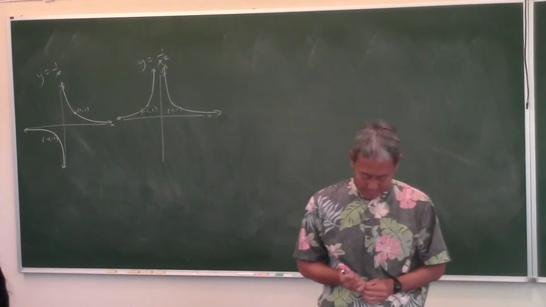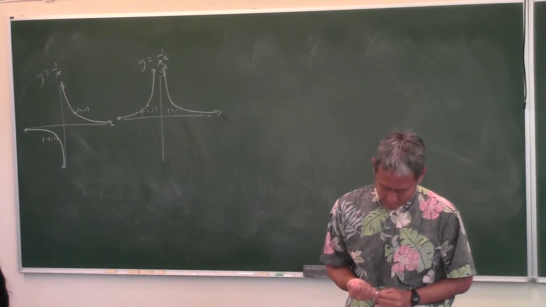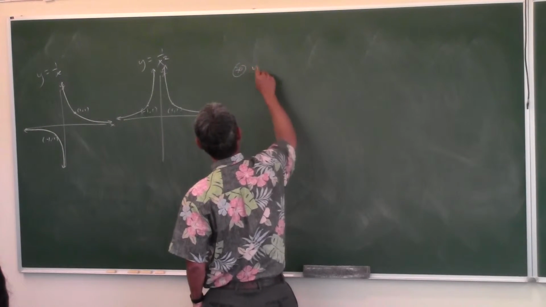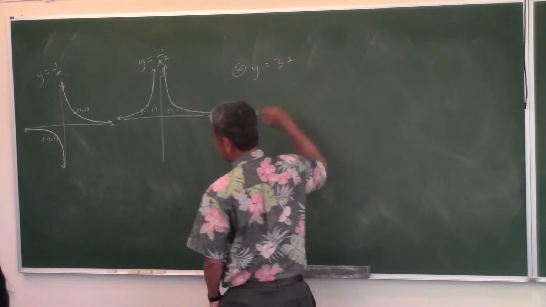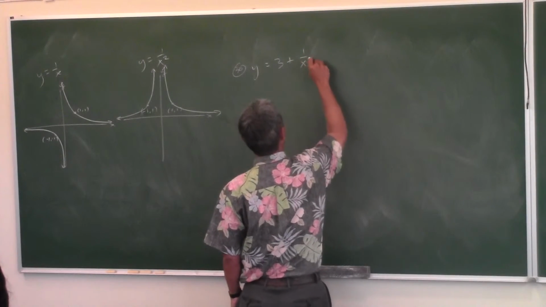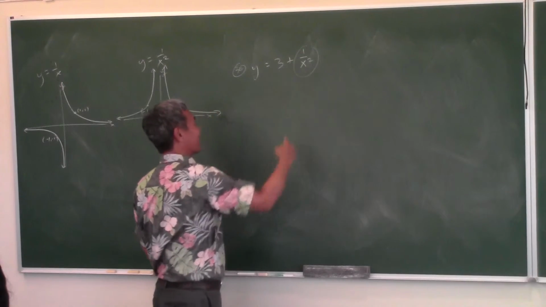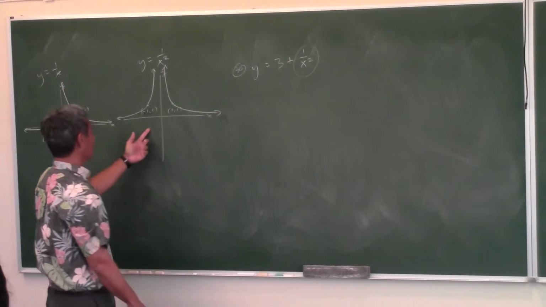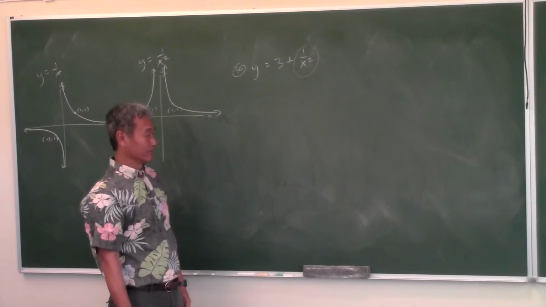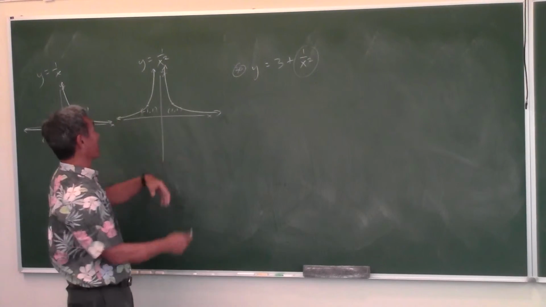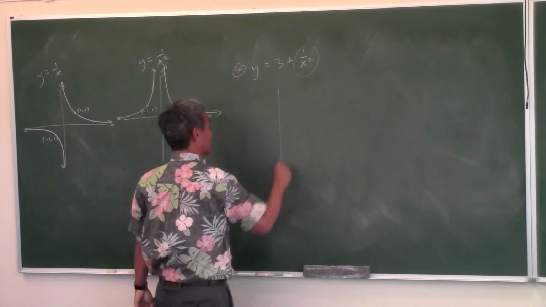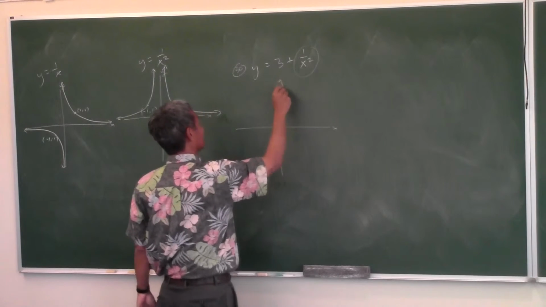So, let me do one. How about number 30 then? 30, we got y equals 3 plus, I forgot what it was, 1 over x squared. Okay, now do we know what the graph of that looks like? Yeah, it's this one right here. So what does this 3 do to the graph? Shift it up 3. So all you're going to do is take this graph and shift it up 3.